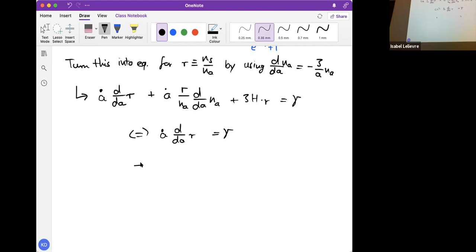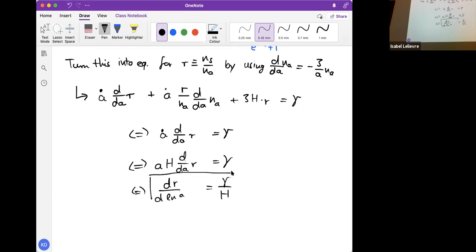Okay, now just some minor rewriting that we can still do if we want to. Well, we can write A dot as A times Hubble, leaving the rest unchanged. And with this, we can write the left-hand side as dr divided by d ln A is equal to gamma over H. And that's the final form of this equation that I had been aiming for.